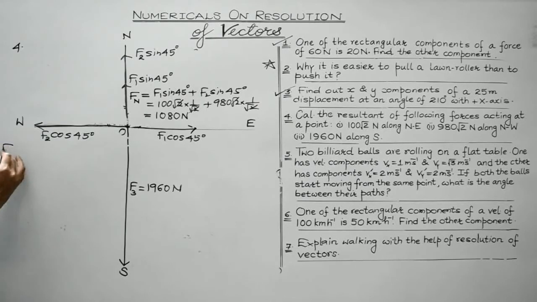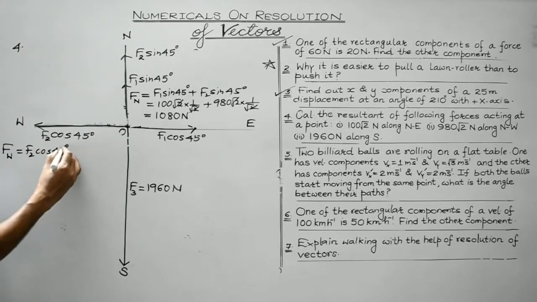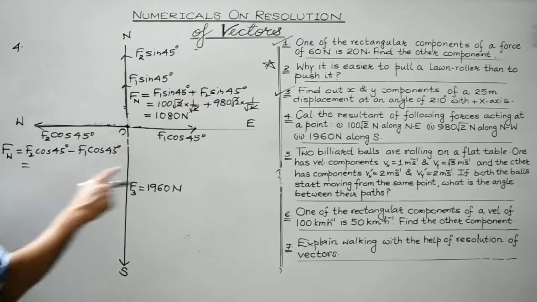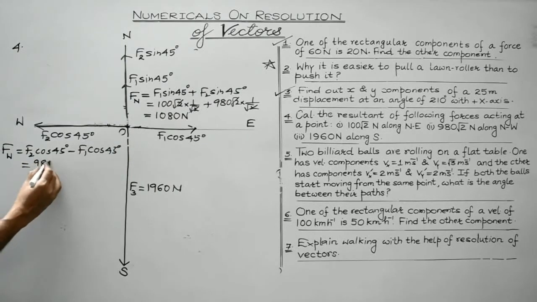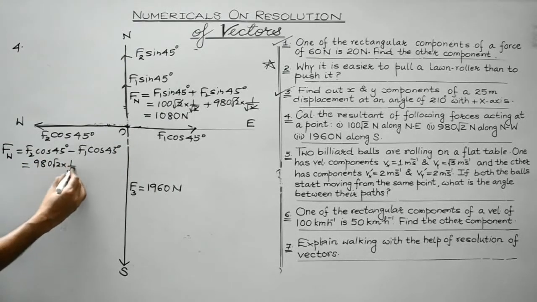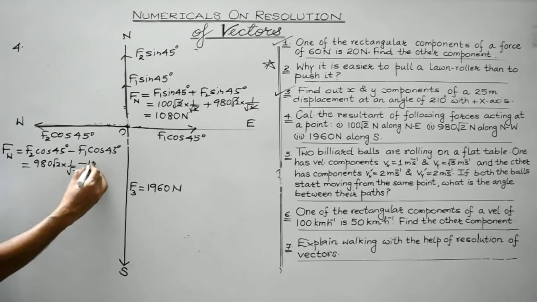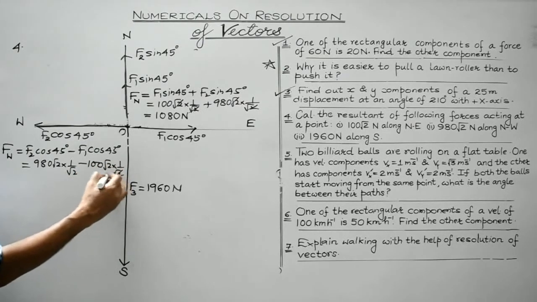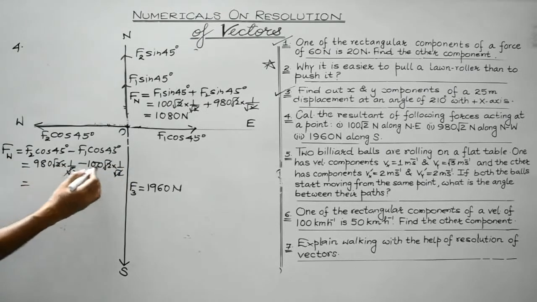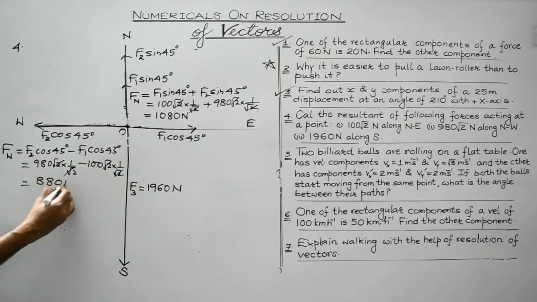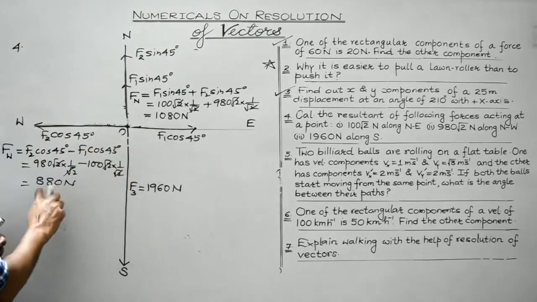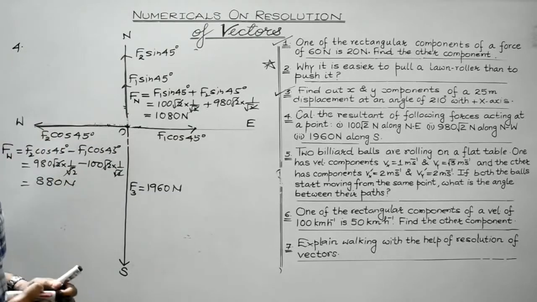So net force towards west would be F2 cos 45 degree minus F1 cos 45 degree. F2 is 980 root 2, cos 45 is 1 by root 2, F1 is 100 root 2, cos 45 is 1 by root 2. Root 2 gets cancelled. So 980 minus 100 will give us 880 Newton. So students, the resultant of these two would be 880 Newton towards west.